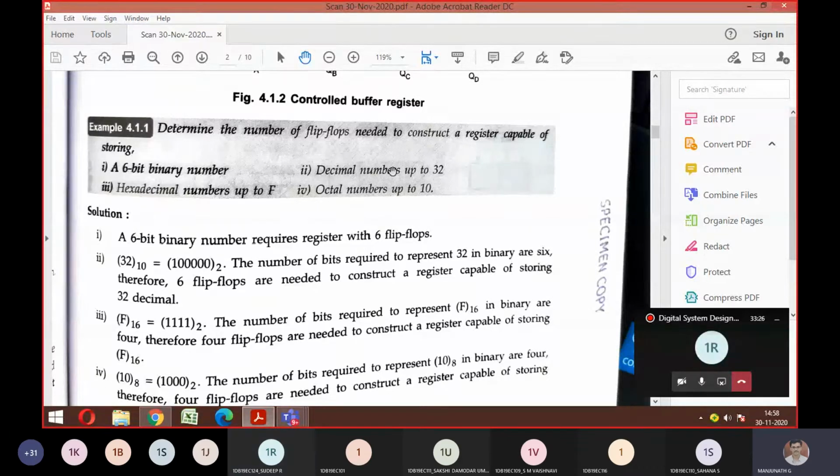They've asked you to determine the number of flip-flops needed to construct a register capable of storing, first, a 6-bit binary number. So a 6-bit binary number means what? Each bit represents one flip-flop, yes or no? Yes, sir. To generate a 6-bit binary number, how many flip-flops do you require? It's 6 only, right?